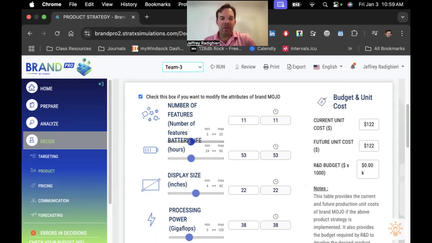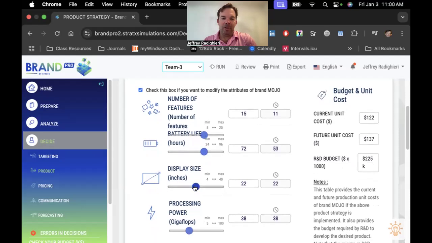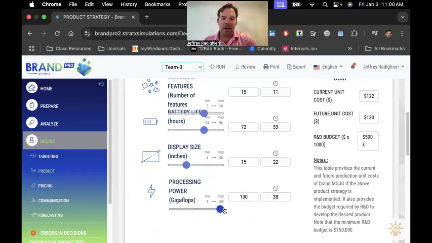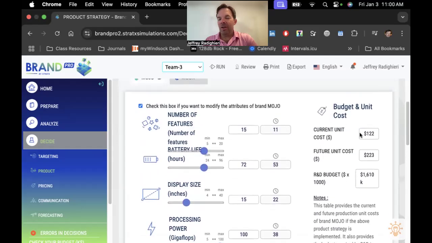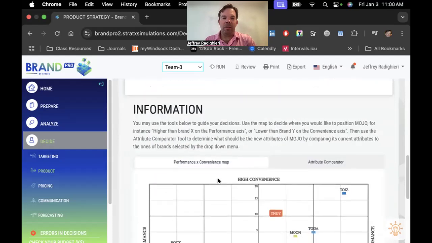So let's say number of features needs to be 15, and again, I'm just making this up. Battery life, they want it to be at 72. Hopefully you can see the numbers changing on the right. Display size, let's go down to 15. Processing power, they want the highest possible. We do that, and then you can see the numbers changed here a lot. Because we're increasing the battery life, the number of features, and the processing power, the unit cost is going to go up considerably. Display size, we went down, smaller the screen, less material, the cheaper it's going to be to make.